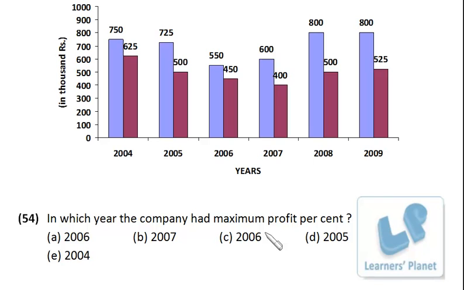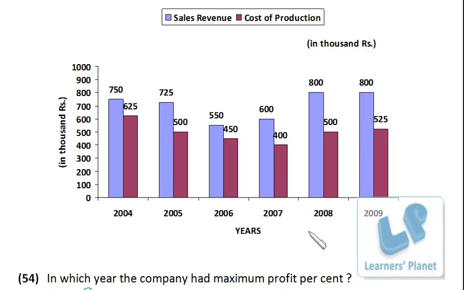In which year did the company have maximum profit percent? 4, 5, 6, 7, okay, it's actually 8. 4, 5, 6, 7, 8. Okay, so for maximum profit percent, what we can do is find the ratio of sales to cost, right? The maximum sales to cost ratio will produce the maximum profit percent. So for year 2004 we can make it very simple, 30 by 25, it's 6 by 5.